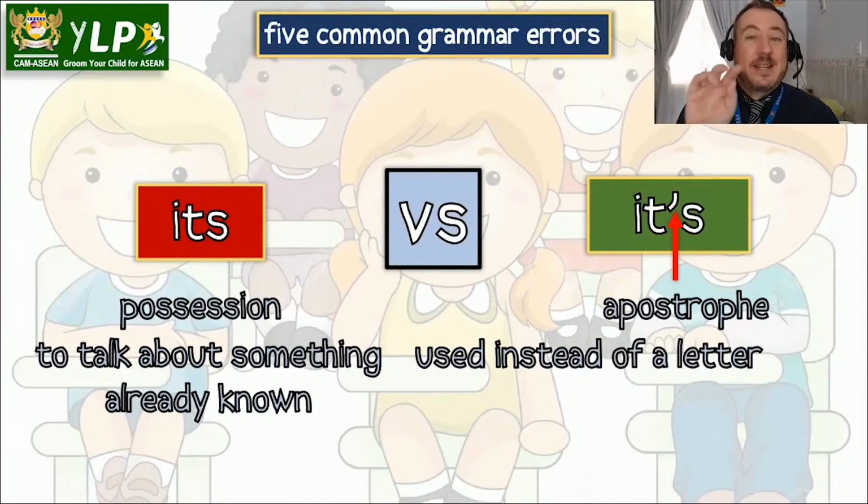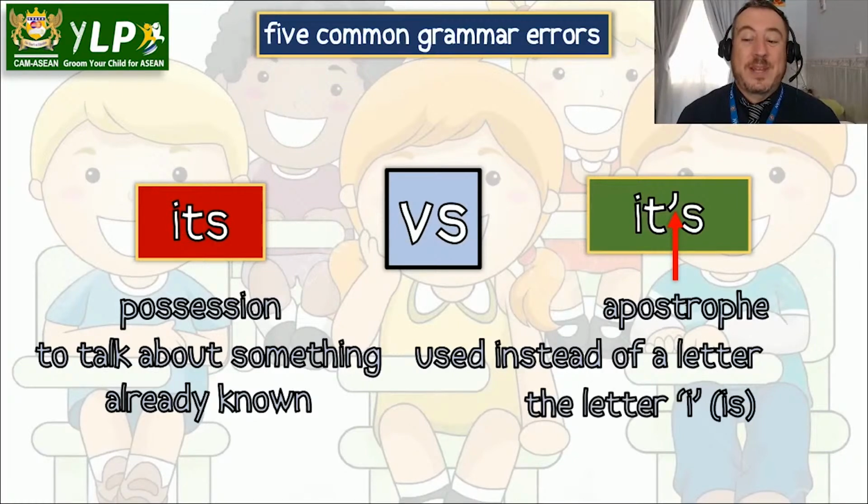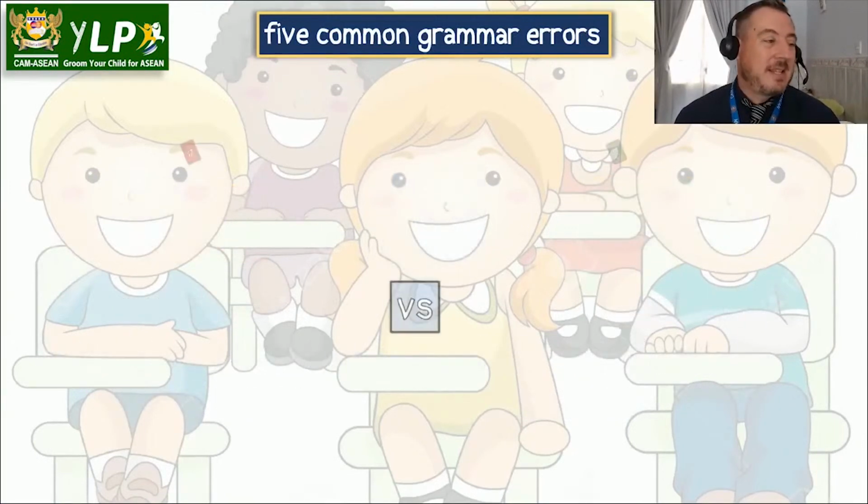So "it's" is actually two words. Can you guess what the words would be? What letter is the apostrophe replacing? Well, if you said "i" for "is", well done, very good. The letter is "i", so it actually means "it is". It is. Right, let's look at these in sentences then.